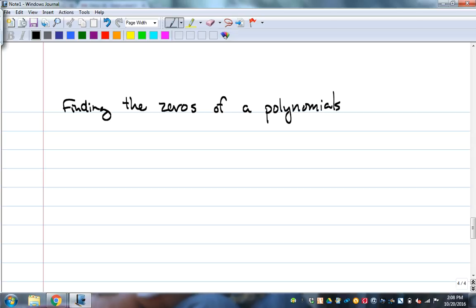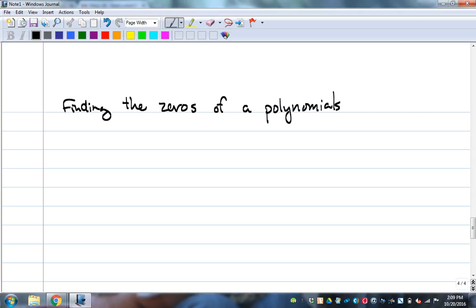Finding the zeros of polynomials. Now, you're going to be given one of them today. So I'm going to tell you what one of the zeros is, and then you're going to find the rest of them. Next week, I'm going to teach you how to find them on your own. It's going to involve the graphing calculator and some more math skills that would really match up well with what we've been doing so far.